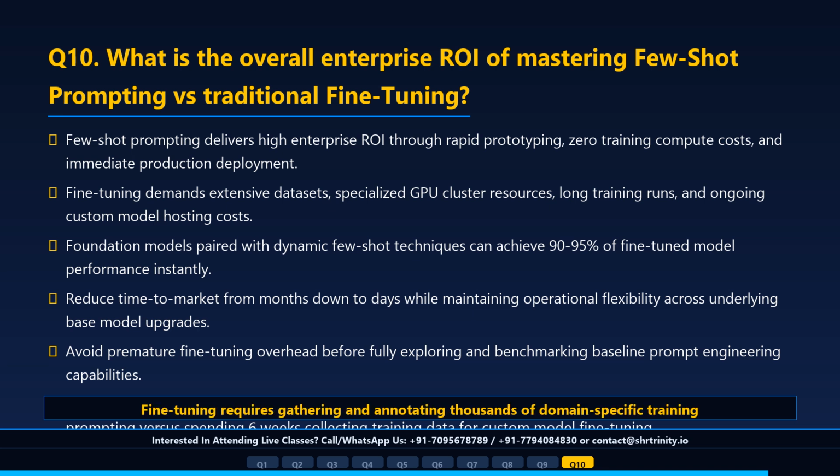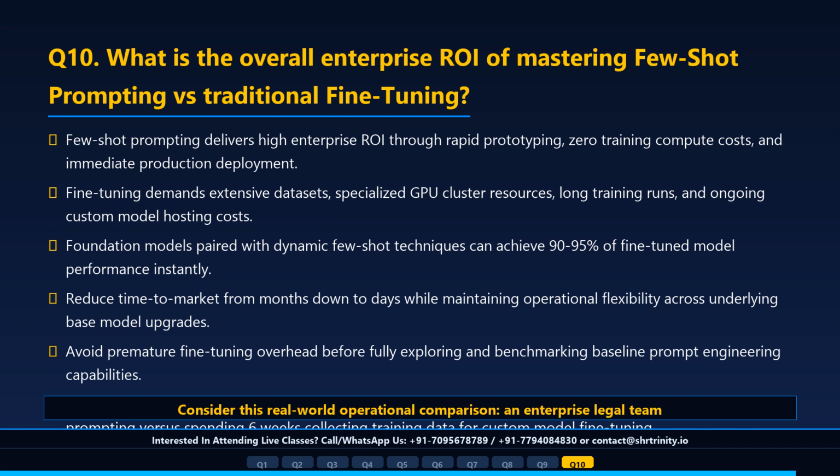Fine-tuning requires gathering and annotating thousands of domain-specific training records, renting expensive GPU compute clusters, managing training pipelines, and maintaining custom dedicated model endpoints. In contrast, dynamic few-shot prompting leverages existing foundation models using structured context examples, achieving 90 to 95% of fine-tuned accuracy with zero model training costs and zero custom hosting overhead. Furthermore, few-shot applications can be built, tested, and deployed in days rather than months, drastically accelerating business speed to market.